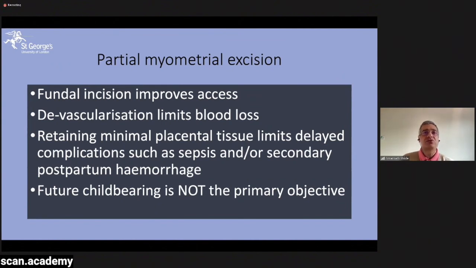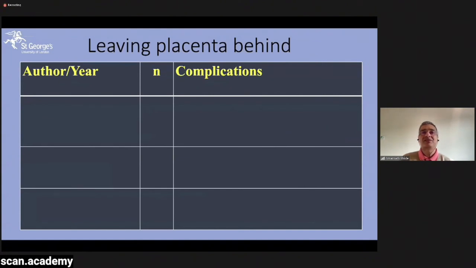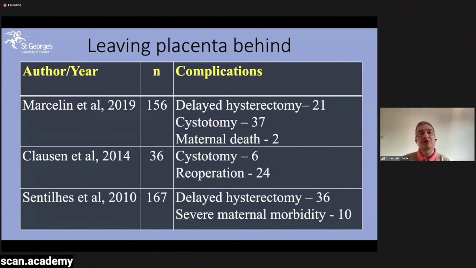Now let's see what happens to those where the placenta is left in situ and not taken out at all. So here are some numbers. The latest figures are from 2019, 156 women, 21 of them needed delayed hysterectomy. And if they did need a hysterectomy, the surgical complications happened. Cystotomy happened in 37 of them. 2 women lost their lives. And you can see that reoperation is often required because of sepsis or hemorrhage, secondary hemorrhage, and then surgical complications do happen in those where the placenta is left behind.